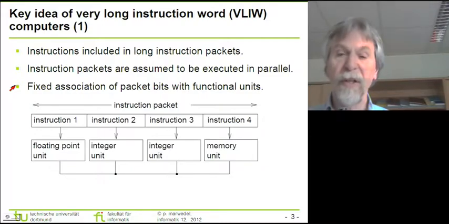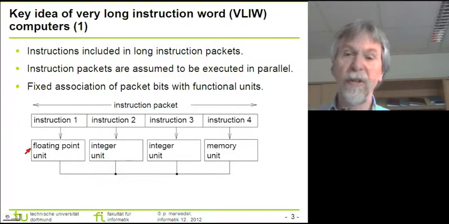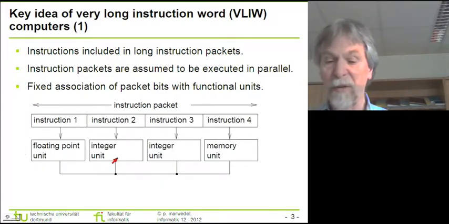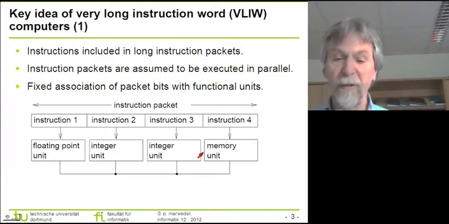Furthermore, we assume that there is a more or less fixed association of the different instructions or the instruction slots with the functional units that we have in our data path. Like in this case, where one slot is associated with the floating point unit, 2 of these slots are linked with the integer units, and 1 is linked with the memory unit. Now, in general, this association may be more or less fixed. There are cases where this association is rather tight, where this is really fixed, and there are other cases where there is a little more flexibility.